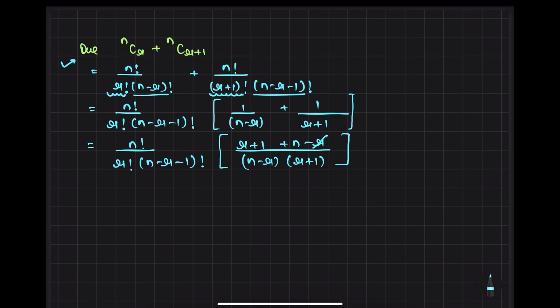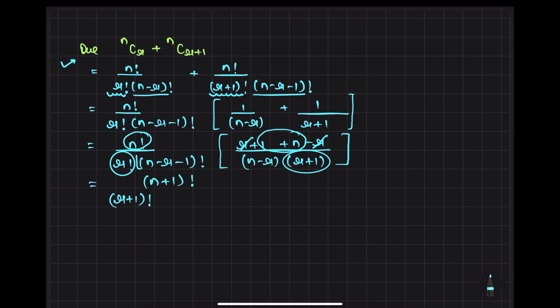Look at this. r and r gone. You will be left with n plus 1. So this is n plus 1. This is n. So can I write this thing as n plus 1 factorial? This is r and this is r plus 1. So can I write r plus 1 factorial? Because that is r factorial multiplied with r plus 1. So you can write it as r plus 1 factorial.